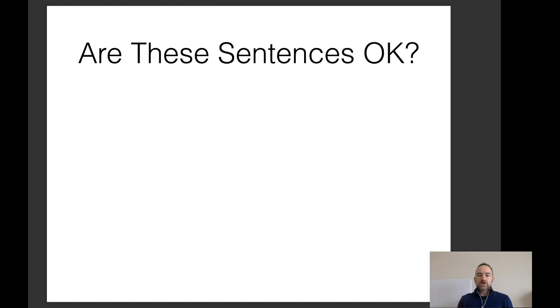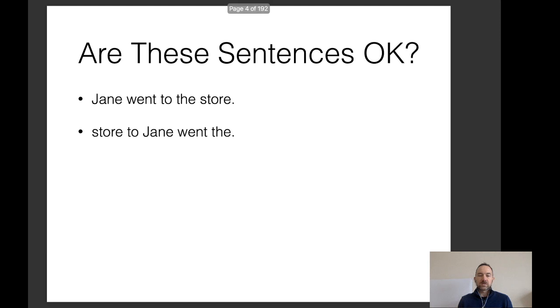As I mentioned in the first class, language is hard, and one of the hard things that we can do with respect to language is deciding whether a particular sentence is grammatical or natural. So we have "Jane went to the store," which is a perfectly natural English sentence. "Store to Jane went the," which is kind of word salad and not grammatical at all.